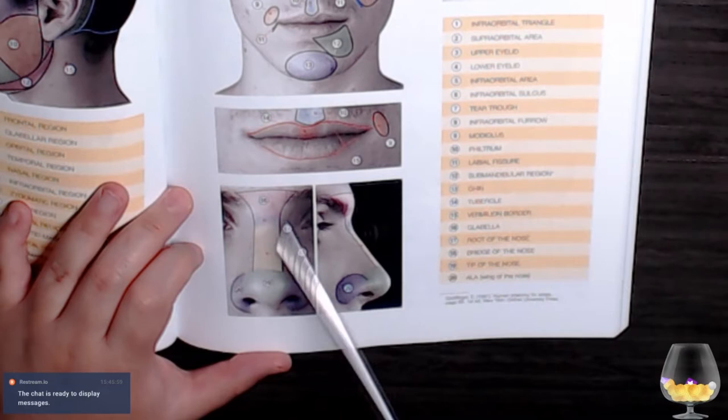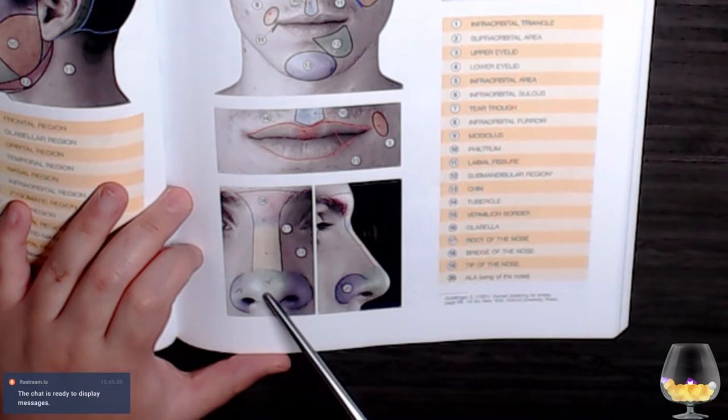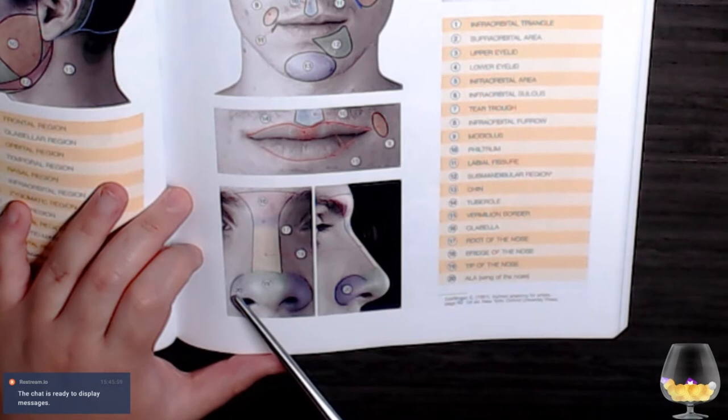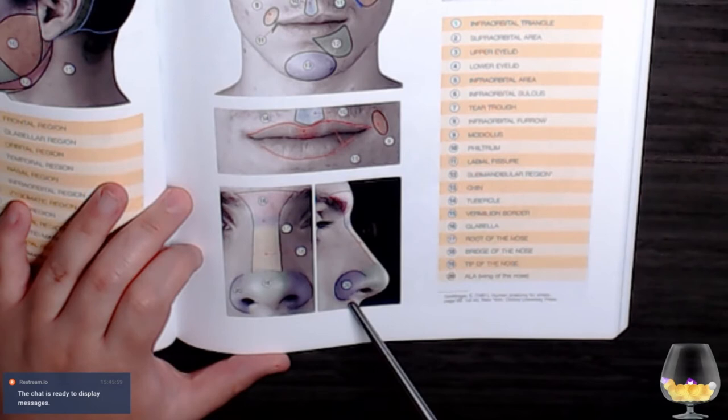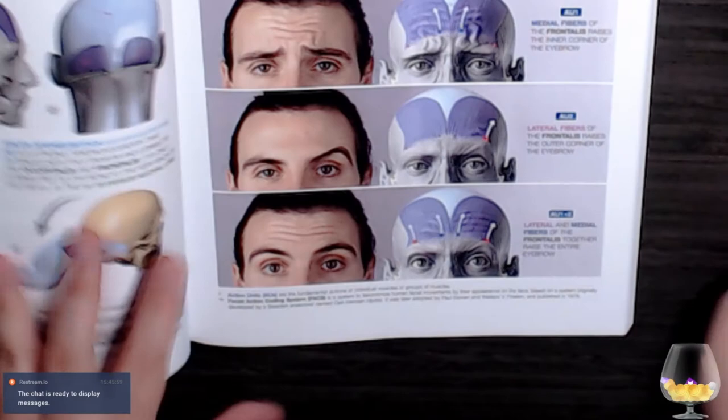Okay, and then 18 is, again, the bridge of the nose, 19 is the tip, and then 20, in this case, instead of calling it nostrils, it's called the ala, which is wing of the nose, so I'm gonna go ahead and call it nostril. Whatever. Okay.